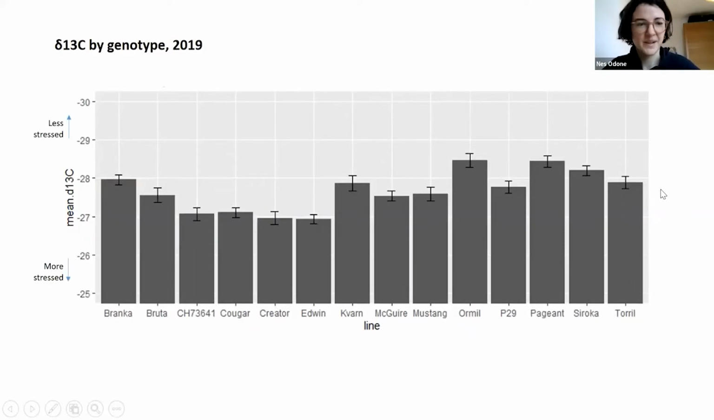Next, I'll show you this 13C measurement. And this is a measure of a natural process which indicates water stress. These are measurements from the grain. So again, we can see some big differences between the different genotypes and how much water stress they experience. And the taller bars here show less water stress, and the smaller bars show more water stress.